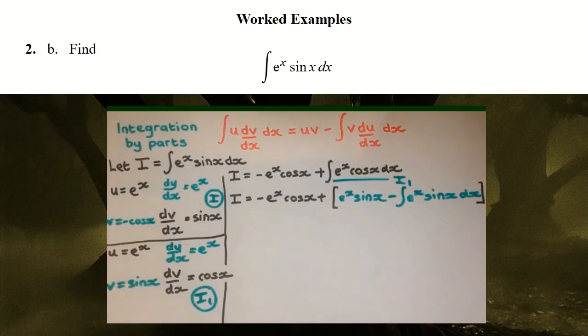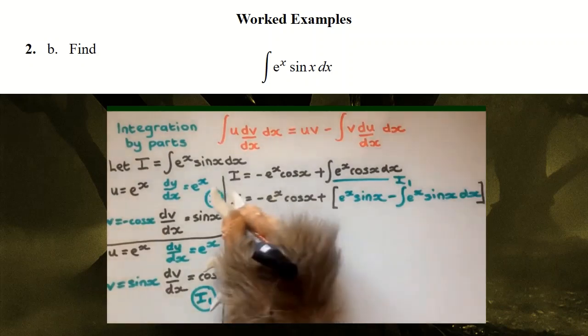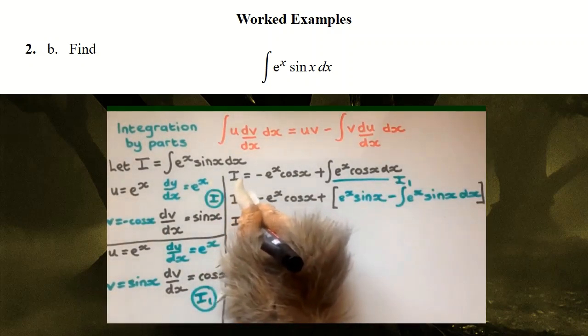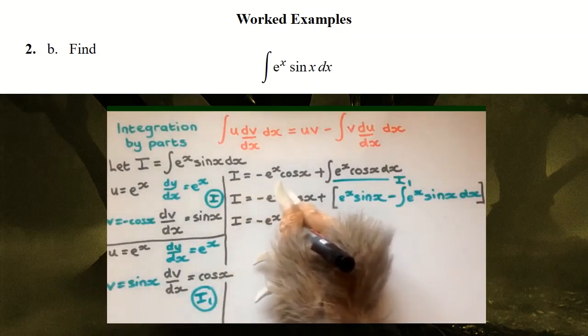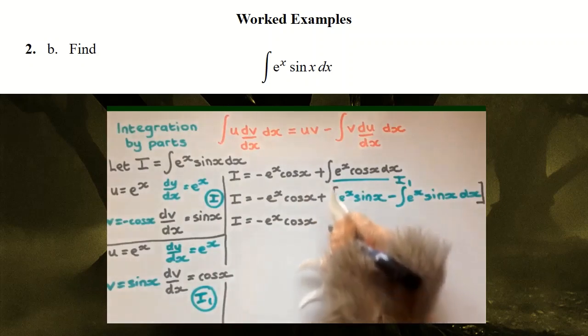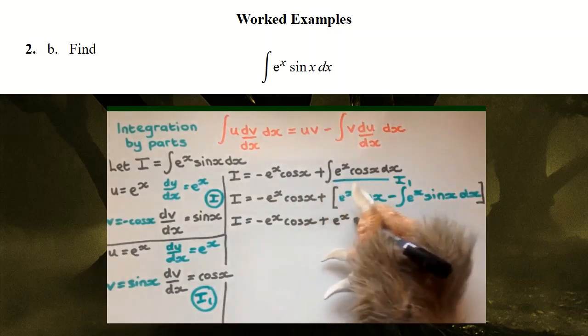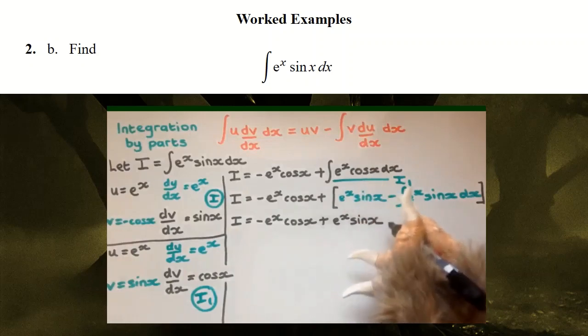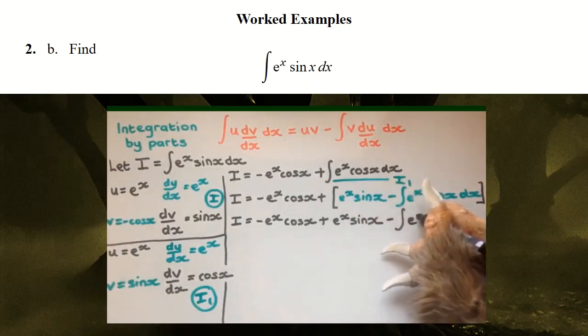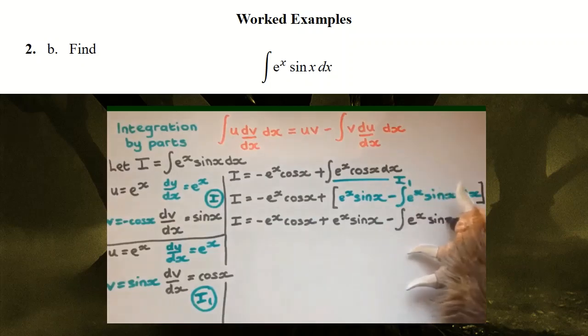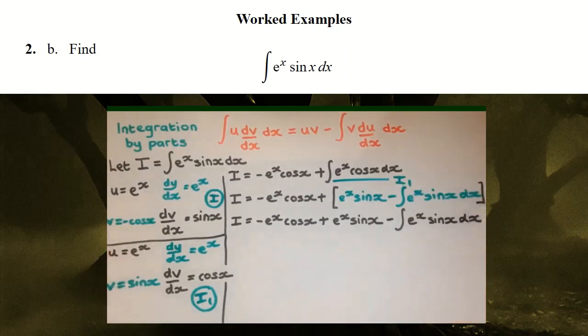Okay, so my I, capital I, is going to equal negative e to the x cos x plus e to the x sin x from I1, subtract the integral of e to the x sin x dx. Right, lots of terms and an integral on the end. Am I going to have to use by parts again, and is this just going to go on forever? Well, no. Look what we have here. We have e to the x sin x. Does that look familiar? It's integrated.